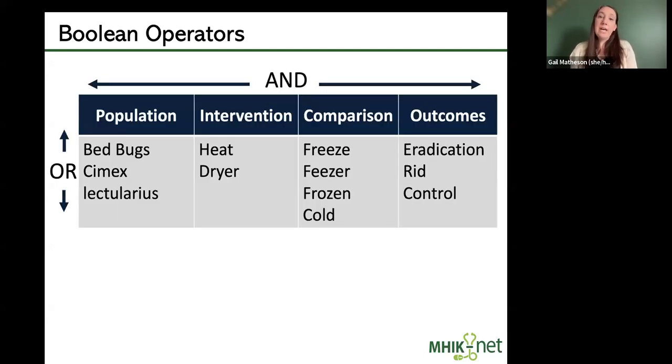So then just looking at the Boolean operators in relation to our word map and our search strategy. You're going to use AND between the different elements of your PICO question, and you're going to use OR between the different terms within the different elements.